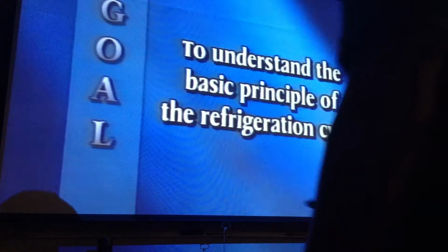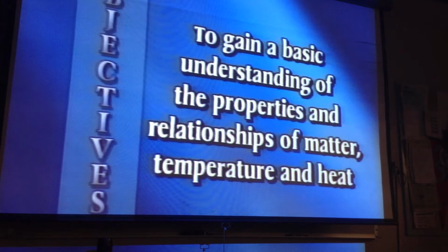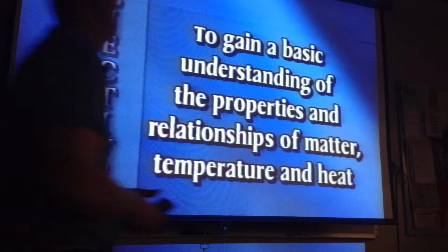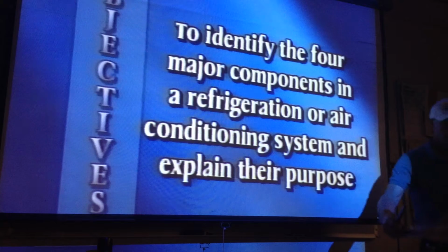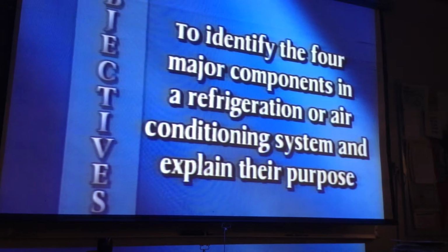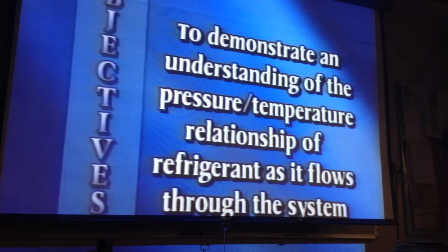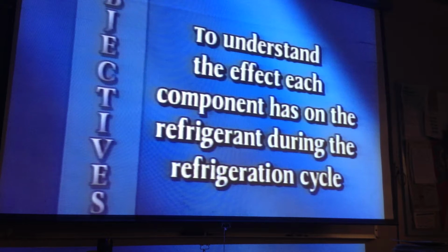The refrigeration cycle. The objectives are to gain a basic understanding of the properties and relationships of matter, temperature, and heat. To identify the four major components in a refrigeration or air conditioning system and explain their purpose. To demonstrate an understanding of the pressure-temperature relationship of refrigerant as it flows through the system. And to understand the effect each component has on the refrigerant during the refrigeration cycle.